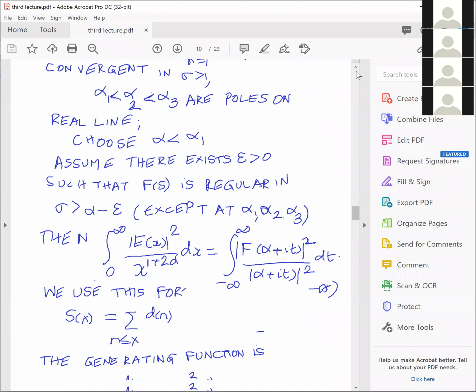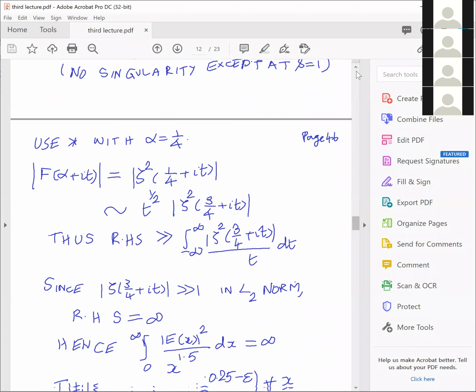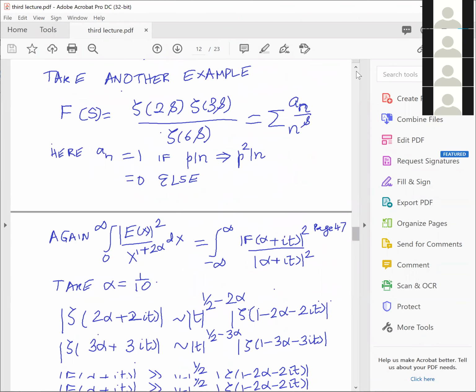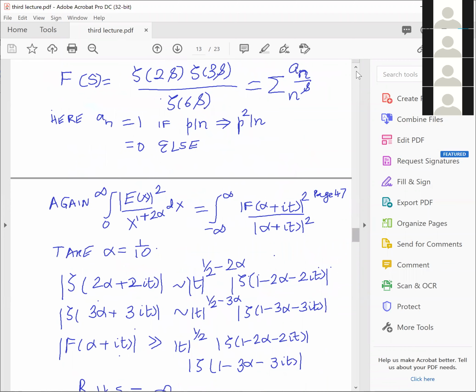Is that true here? I want to move it to 1 over 10. Once I want to move it to 1 over 10, then I would like to know whether this function F of s equal to zeta 2s, zeta 3s by zeta 6s is analytic to the right of 1 over 10, except for the poles which I know. The poles are very clear. At s equal to 1 over 2, there's a pole coming from zeta 2s. And at s equal to 1 over 3, there's a pole coming from zeta 3s. And zeta 2s and zeta 3s have no other pole. But what about the denominator?